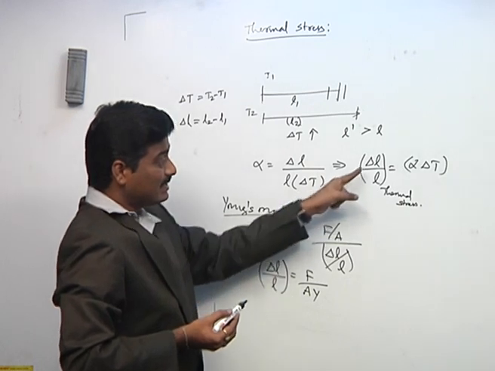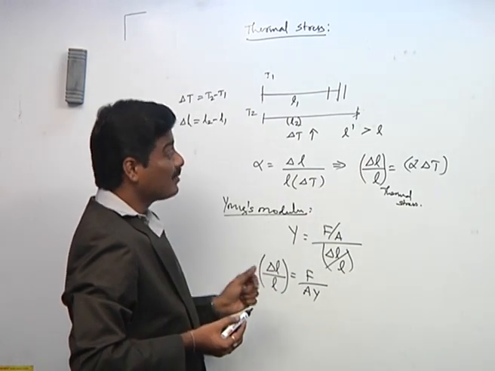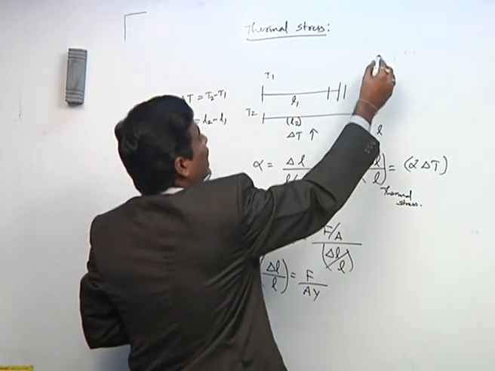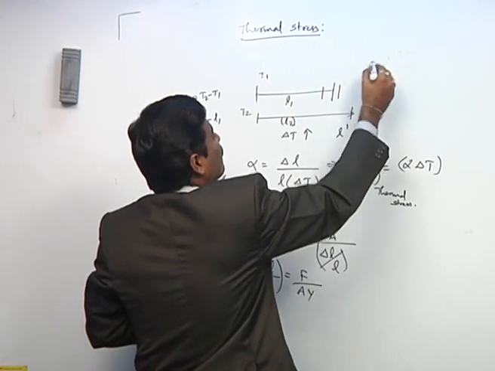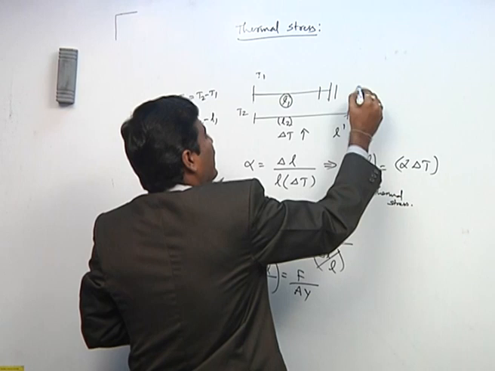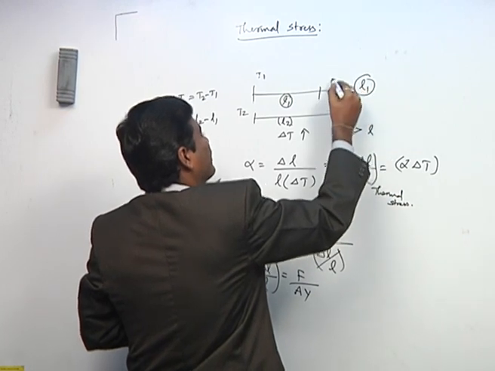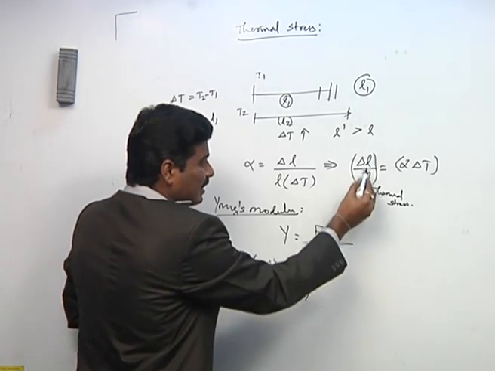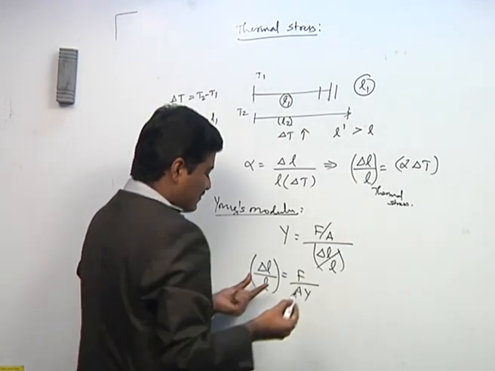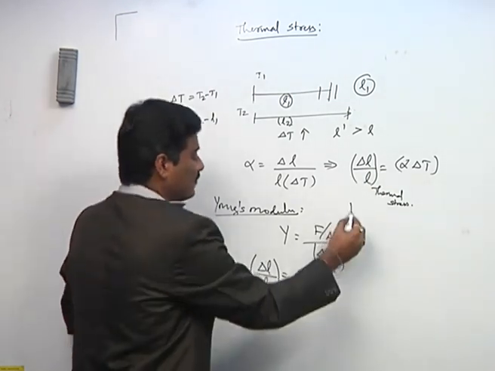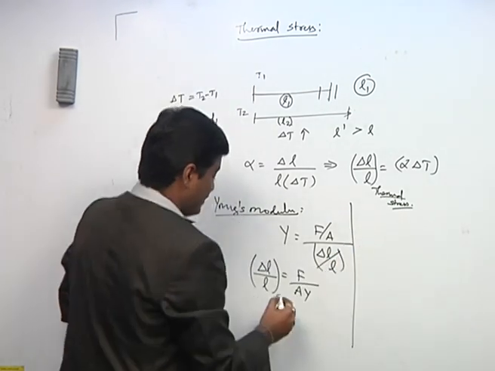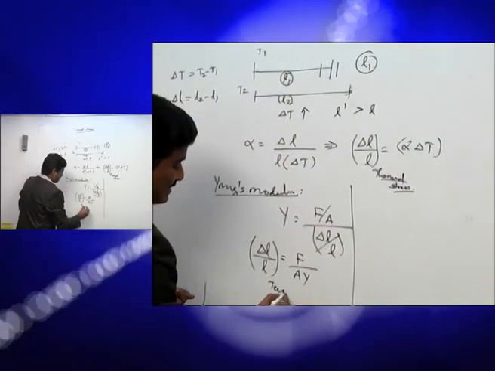But resultantly, with this delta L by L and this delta L, what happens there? There is a rod clamped. In summer the initial length is L1, and in winter it also stays the same length. So definitely the resultant of the thermal and the elastic effects should give zero effect. So this is about thermal stress, and this is about tensile stress.